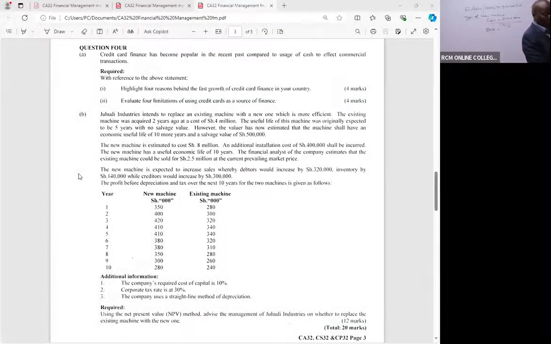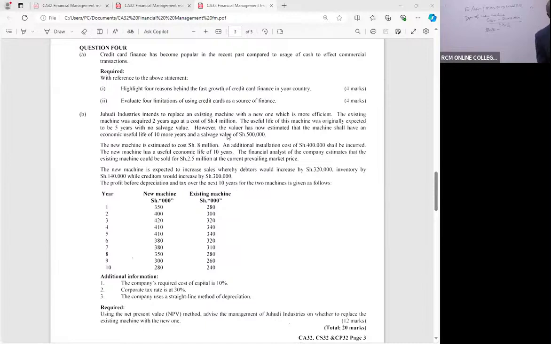here, Juhudi Industries intends to replace an existing machine with a new one, which is more efficient. The existing machine was acquired 2 years ago at a cost of 4 million. The useful life of this machine was originally expected to be 5 years with no salvage value. Initially, no salvage value. However, the value has now estimated that the machine shall have an economic useful life of 10 more years and a salvage value of 500,000. You see, the existing machine has a salvage value.